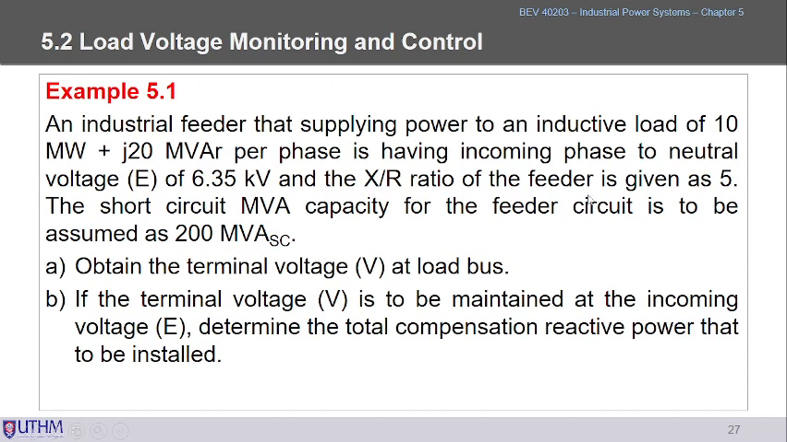And the X over R ratio of the feeder is 5. So with this X over R ratio, we can find the impedance later on. The short circuit MVA for this feeder circuit is 200 MVA short circuit. Now we are required to obtain the terminal voltage V at the load bus.